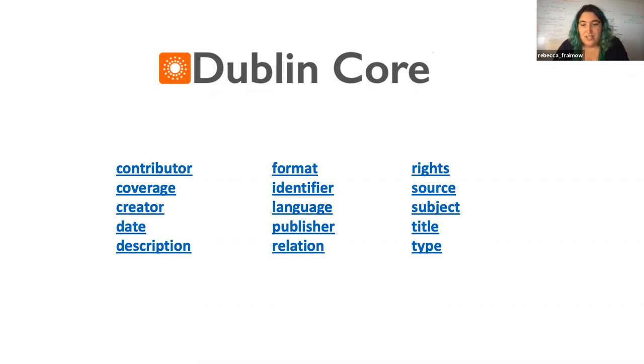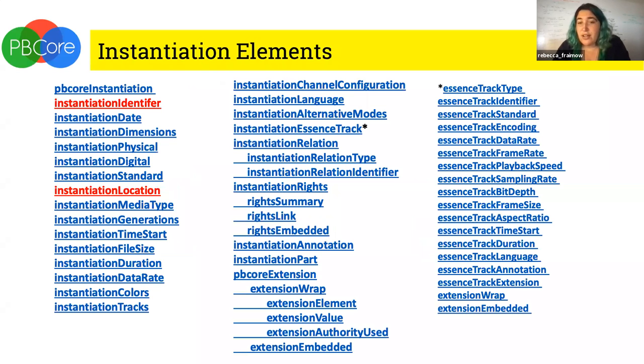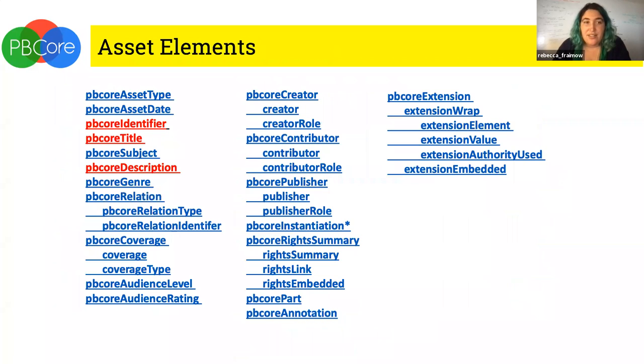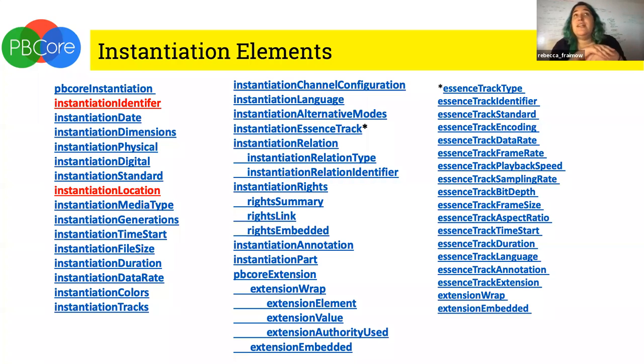Discuss instantiation concept. Sure. So again, we're going to be talking a little bit more about instantiations in the next couple sessions. But the concept of an instantiation is this: your asset, the thing that the asset elements describe, is the film, the television episode, say episode one of Downton Abbey, conceptually, the concept of that episode. So description: what's the plot, who acted in it, what's the genre, what's the subject. The instantiation is intended to capture the specific carrier of that content.